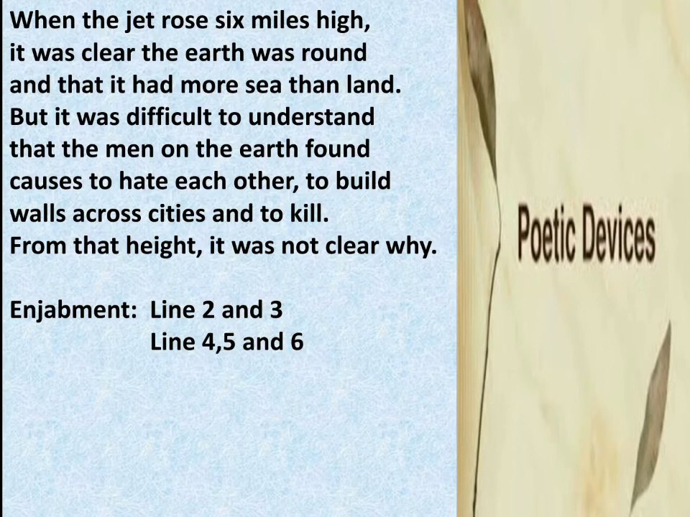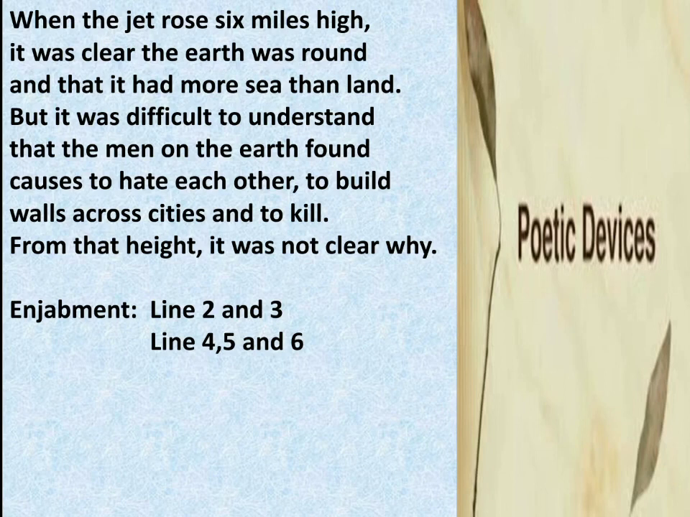So now we have only one poetic device over here, that is enjambment. As I have already told, enjambment is a literary device or a poetic device in which the ideas or thoughts of one line are carried to the next line without any grammatical pause, right? Now see the second line. "It was clear that the earth was round and," so it is continuing. That line is carried forward and it is making two separate lines. "And that it had more sea than land." So lines 2 and 3 are enjambment, right?